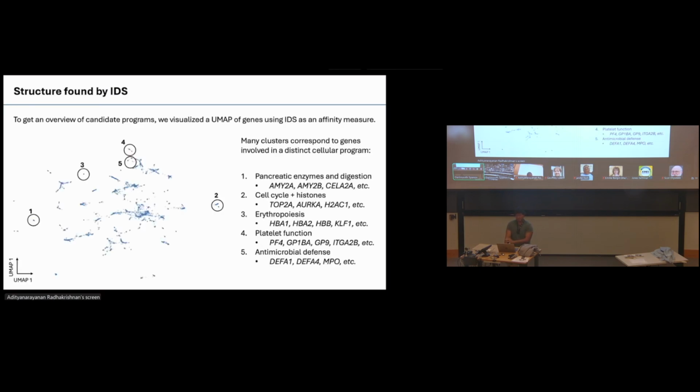And now you can start to get an overview, just like we did for text, but for genes. If you do that, each point in this little plot here is a gene. And if you look at sets of genes, you'll find that there are many clusters corresponding to distinct cellular programs that are running in specific cell types. So you'll find a set of genes that are involved in the pancreas. You'll find genes that are indicative of cell division. You'll find a program that's indicative of red blood cells and hemoglobin. You'll find programs that are running in platelets and their function. And you'll find defense programs.